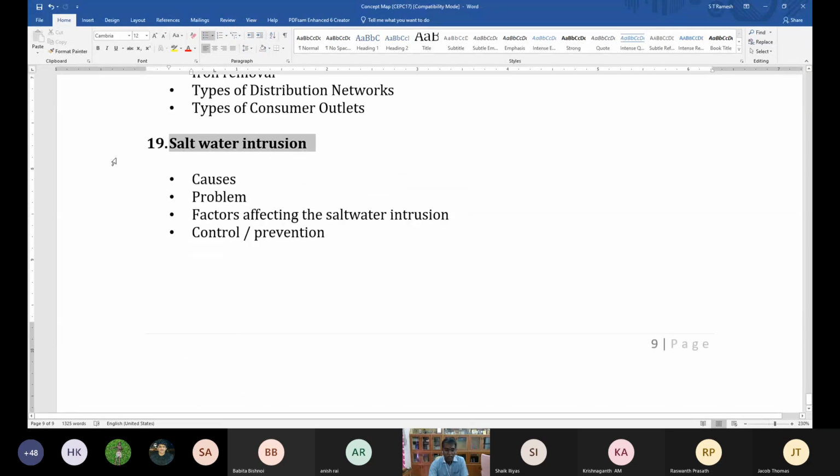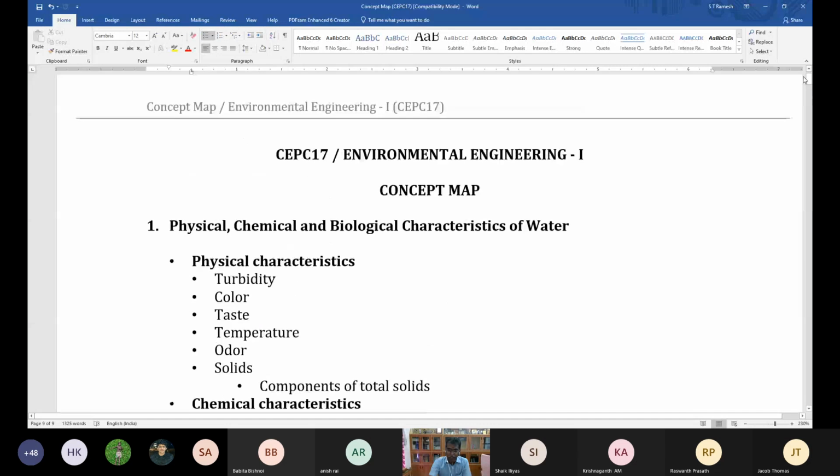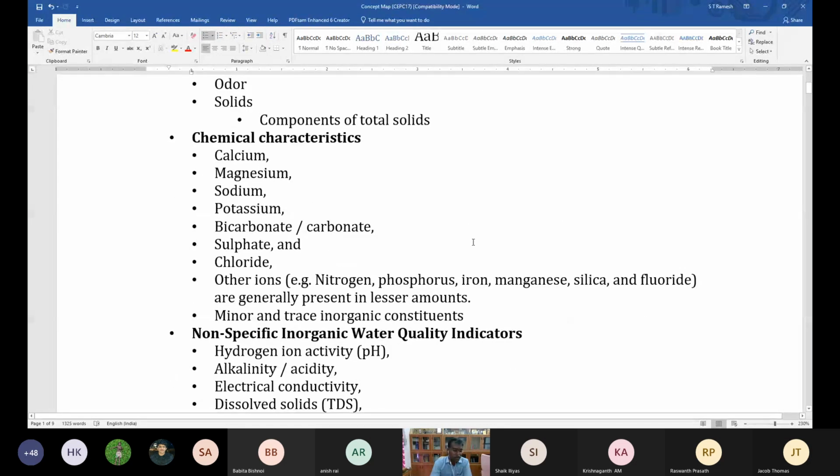And the last part is about saltwater intrusion. That has been given importance, because with excess tapping of water near seashore areas, there could be migration of seawater into land aquifers, which will cause a lot of problems. So we'll discuss in detail the causes, the problems, the factors affecting saltwater intrusion, and how to control or prevent it. This covers the entire subject, and this is my process flow or concept map flow; my lectures are based on this sequence.